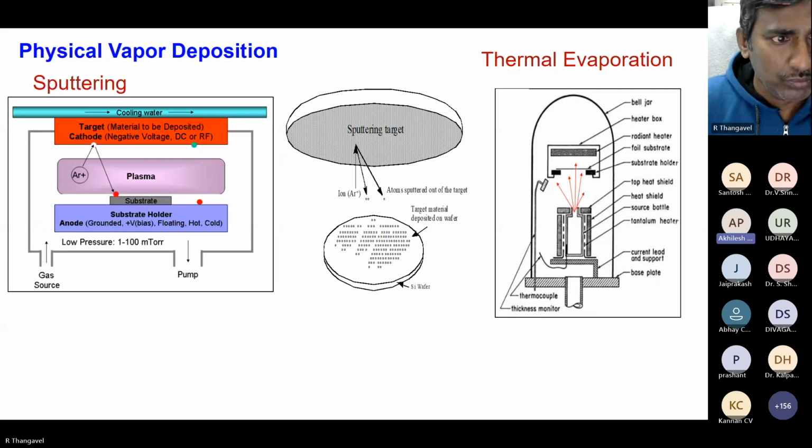And sometimes for a metal oxide film, the metal has been transported and the reaction has been done. That is called reactive ion sputtering. And then thermal evaporation: the material has to be kept here, and thermally it is vaporized, and the vapor is deposited onto the substrate. That is thermal evaporation.